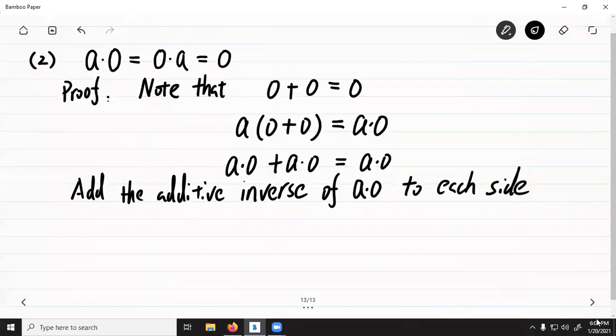So if you have a number, you add its additive inverse, then it would be 0, right? A number plus an additive inverse of that number would be equal to 0. This is the axiom we have. So if you add the additive inverse of a times 0 on both sides, then this would be 0. This would be 0, right? So then you have a times 0 equal to 0.